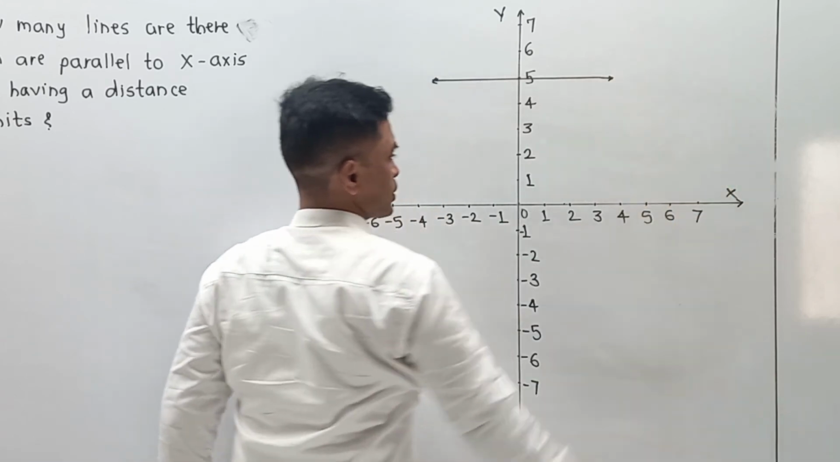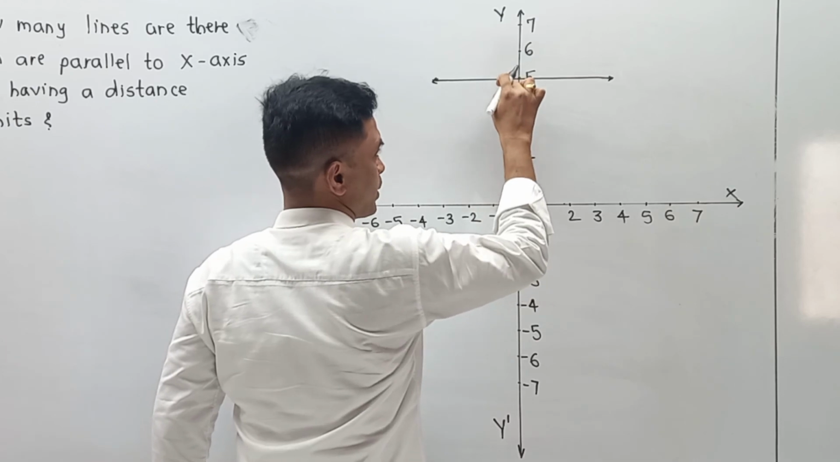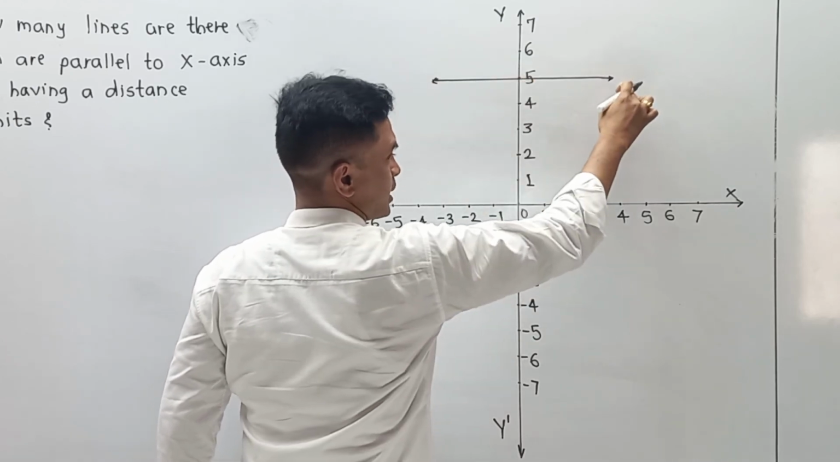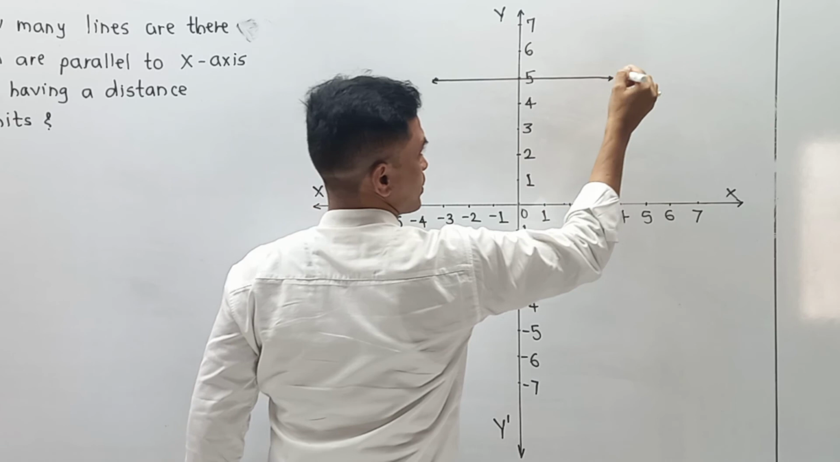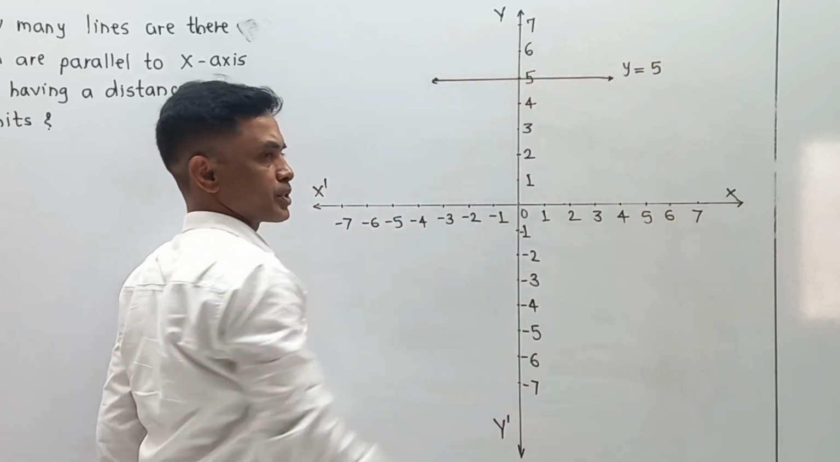I am going to write its equation over here. Naturally 1, 2, 3, 4, 5. Every point on this line must have a y coordinate of 5. Naturally, the equation of the line is y is equal to 5. This is our first line.